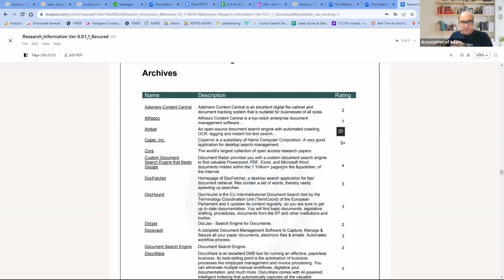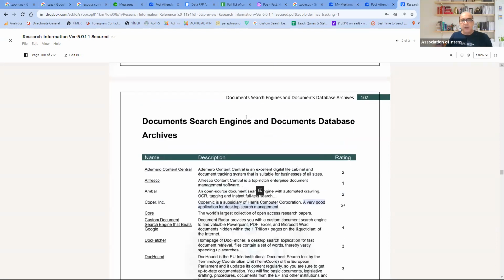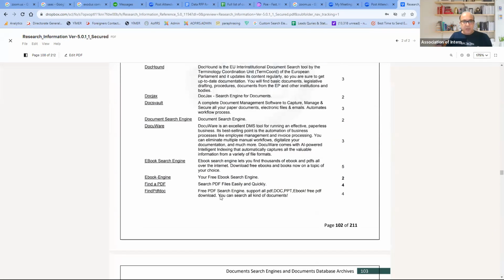Okay. See, this archiving is very important, a very good application for desktop search management, as an example. And of course, these are all placed under headings, which makes it even easier to discover, right? Ebook search engine, right? Fine, okay. So it continues.